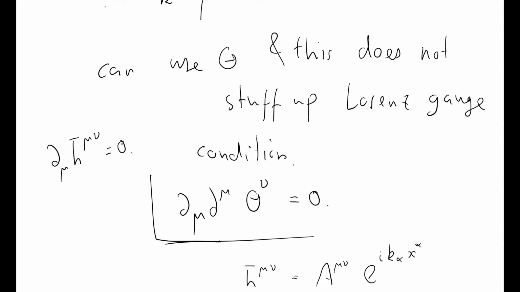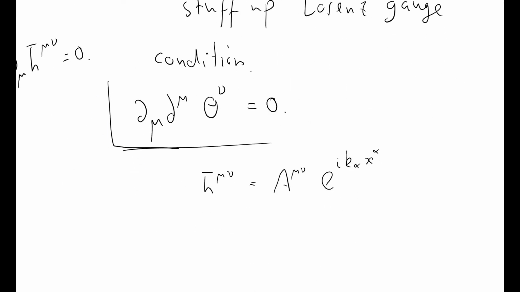And I was hoping to have another gauge transformation which didn't stuff up the Lorentz gauge that we set up so carefully. Okay, and we found one. We found this θ_ν equals b_ν times sin(k_α x^α). And this subsequent gauge transformation did not stuff up the Lorentz gauge. It didn't alter the Lorentz gauge. Okay, so how do we exploit this freedom?